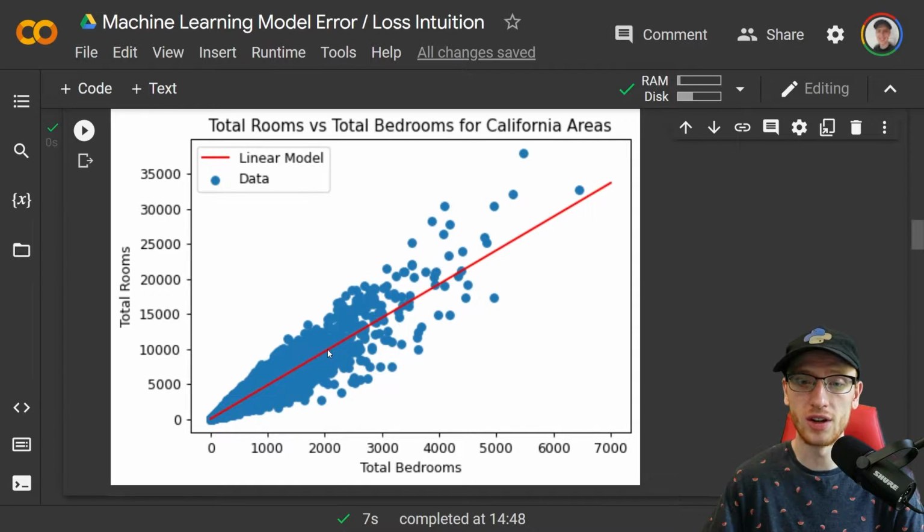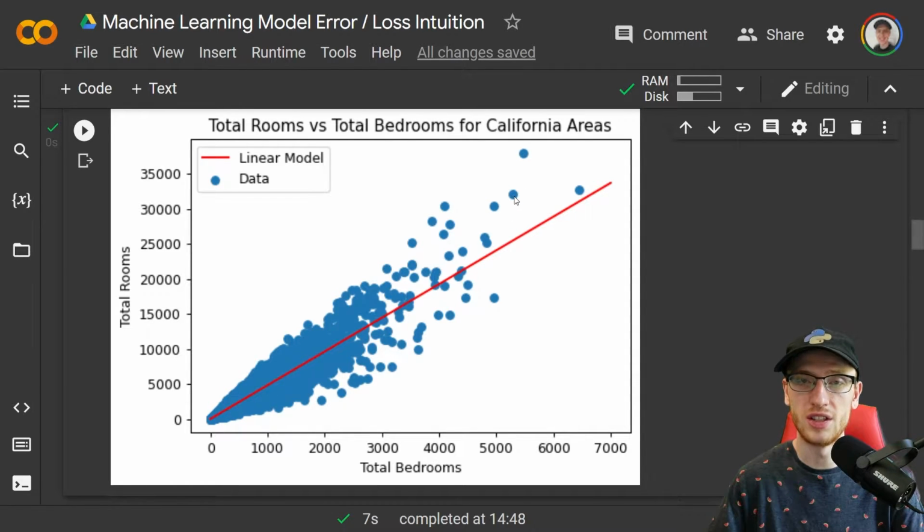But the model is not always right. As we can see, there is a vertical distance between the true total rooms value for this point and the predicted total rooms value according to the model. For this point, our model was this vertical distance wrong, or there was this much error. And for this point, there is this vertical distance between it and the model, and so there is that much error. We can simply calculate the vertical distance between the observed total rooms value and the predicted total rooms value for all of the points.